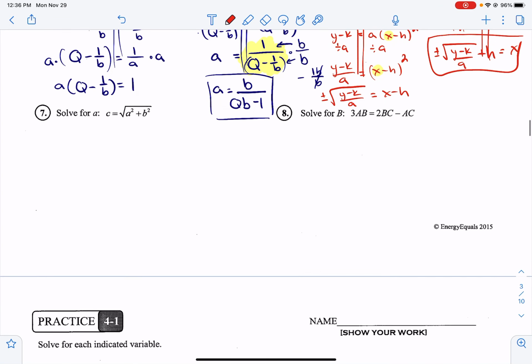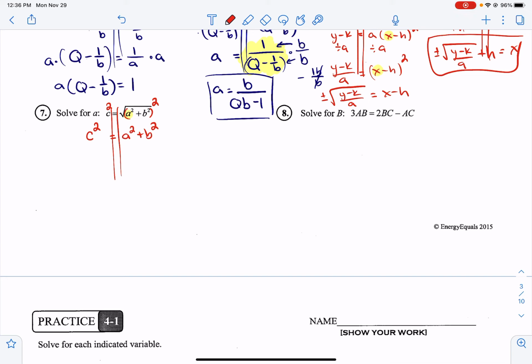All right, number 7. This time, instead of getting rid of a square, we've got to get rid of this square root right here. But I'm trying to get a alone. Oh, I do also have to get rid of a square. Look at that. So railroad tracks. Be careful, because remember the inside of this square root is a group, and I can't do anything on the inside until that square root goes away. The opposite of a square root is a square. So if I square the right, I have to square the left. So I end up with c squared equals a squared plus b squared.